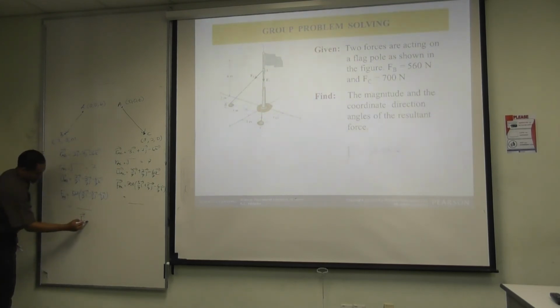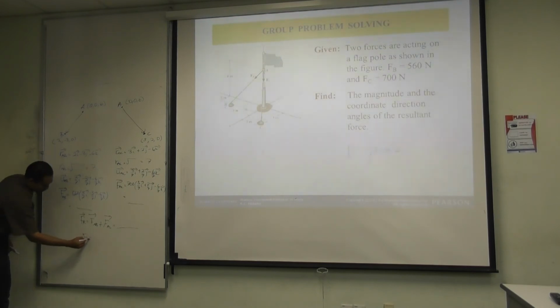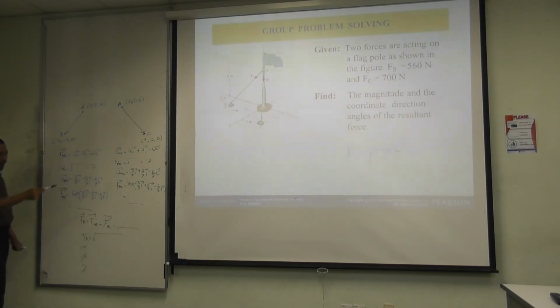FR is simply FAB plus FAC. You get it in vector form. Then the magnitude you can calculate, and then alpha, beta, and gamma you can calculate also, right? With the x component divided by the magnitude, y component divided by the magnitude, and cos inverse, z component divided by the magnitude, etc. So that's really the calculation steps, right?